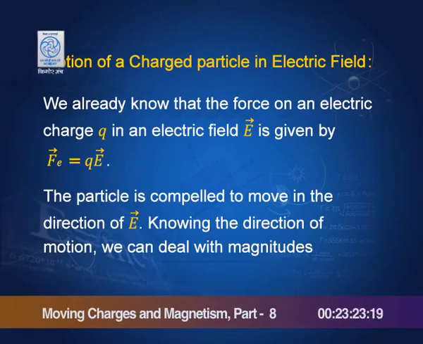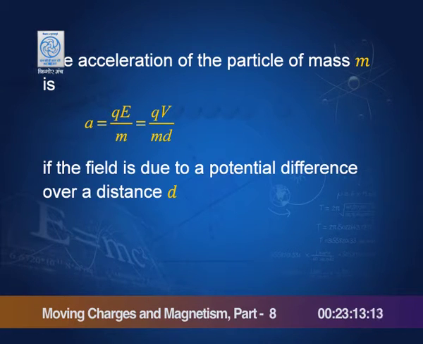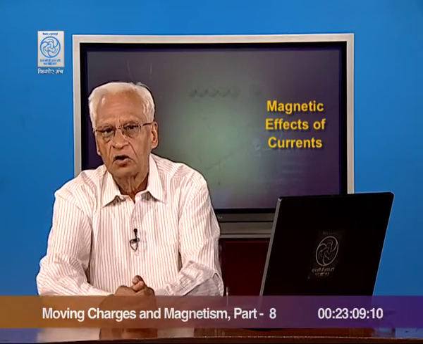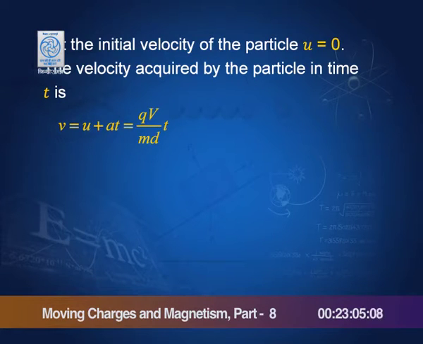Now, if F_e is the force which is equal to qE, then the acceleration is qE by m, where m is the mass of the charged particle, and E itself is V by d, where V is the potential difference applied across a certain distance d. Now, we come back to mechanics.